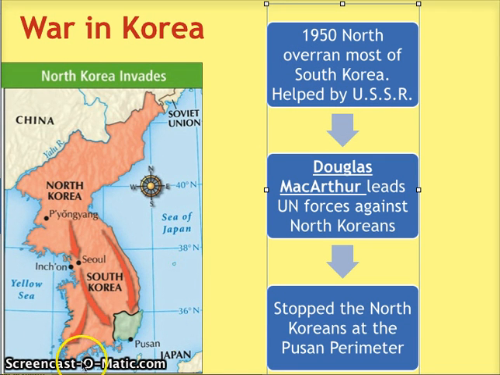So as you can see on this first map here, the red area, this is all controlled by the North in 1950. The only area that is still controlled by the south is a small green area near Busan.